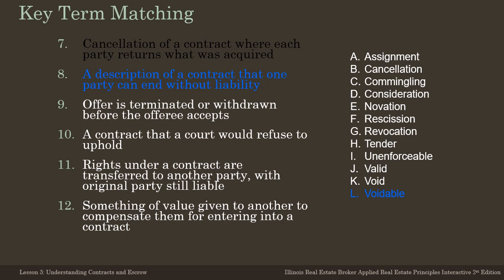And maybe in this case, the minor says, no, I want to affirm the contract. I'll make it valid. So a voidable contract could be valid, could be void. One of the parties has got an option over a reasonable period of time in order to make that election.